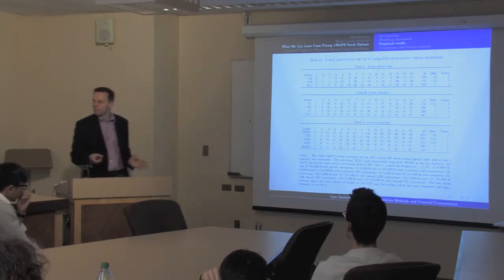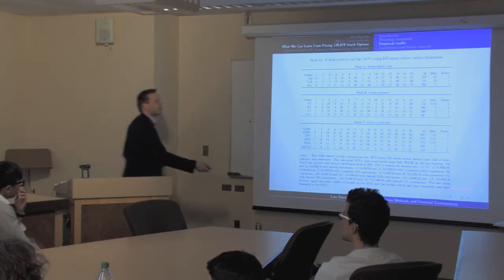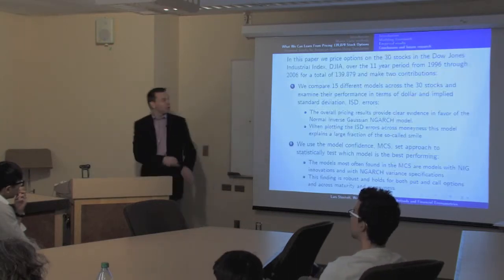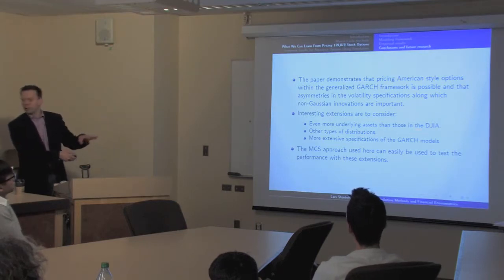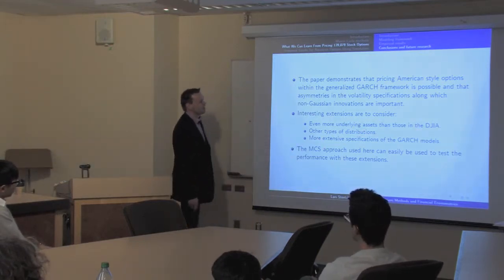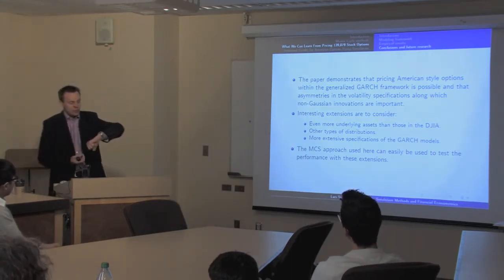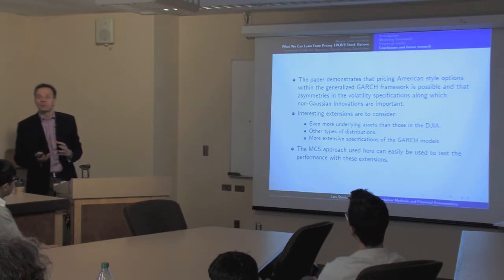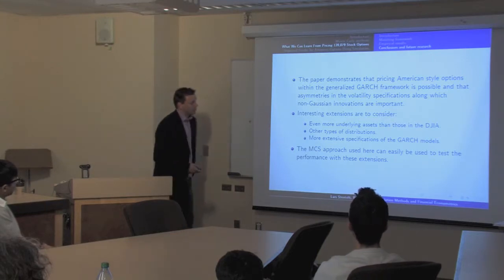Okay? And that's just for the Dow Jones. So if you take the S&P 500, it will... So what do we want to do? We want to do even more underlying assets than the ones in the Dow Jones. We want to do other types of distributions. We want to do more extensive specifications. My argument here is that this is such a flexible framework that we can easily do these things. Okay, it's very, very easy to do this kind of analysis.